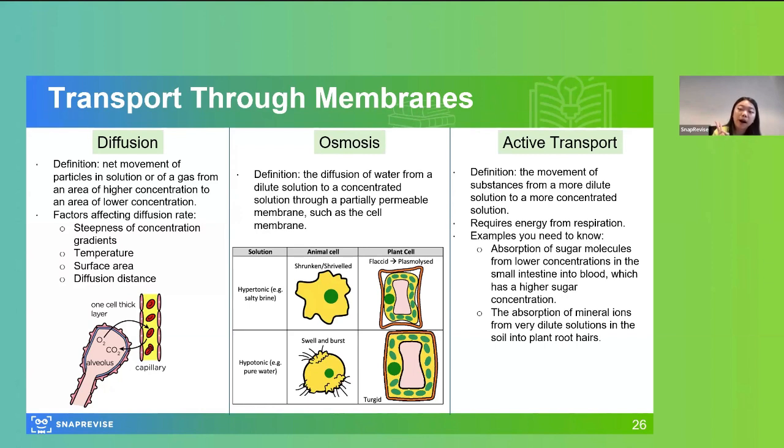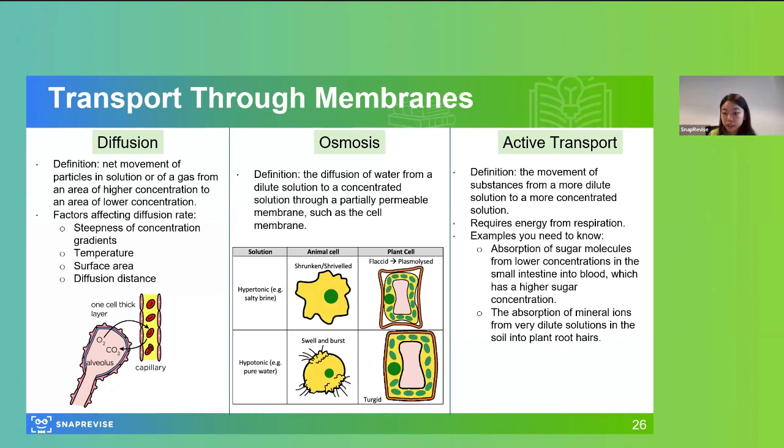Second mark, you have to talk about how it requires energy. In the name itself, active transport, it is active. It's an active process. Therefore, you need energy for any movement. And this energy comes from respiration. So the examples they use a lot, and I would say that you probably do need to know, are two things. Absorption of sugar molecules. So usually sugar goes from a low concentration in the small intestines to a higher concentration in the blood. Second one will be the absorption of mineral ions.